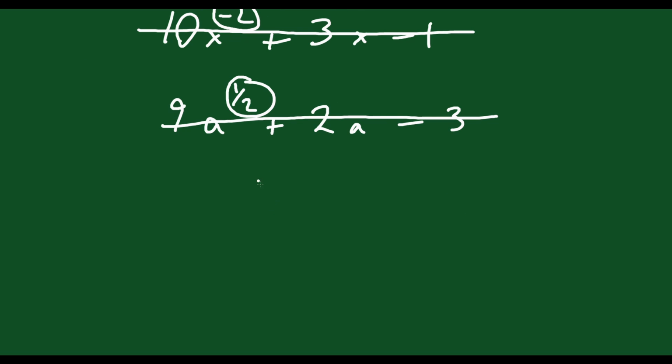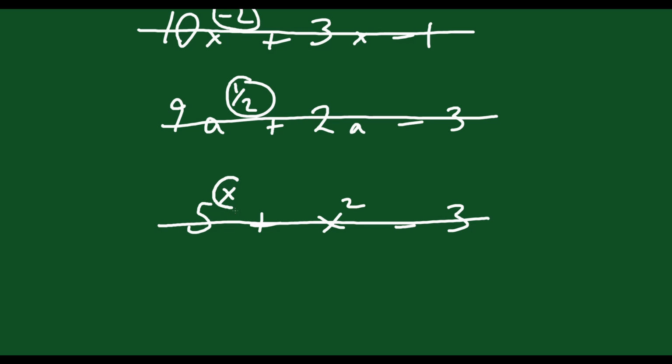Another example would be something like 5 to the exponent x plus x squared minus 3. This is also not a polynomial because this exponent is not an integer. It is a variable, right? It has to be a whole number, right? So you can't have a variable in your exponent. So this does not count as a polynomial.